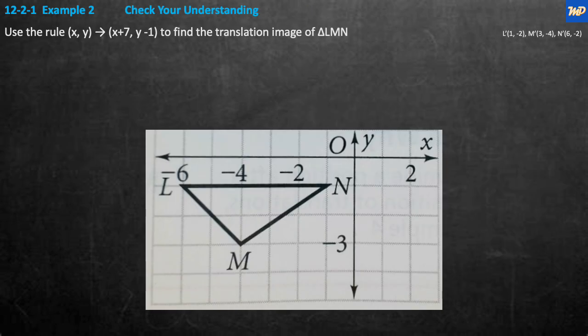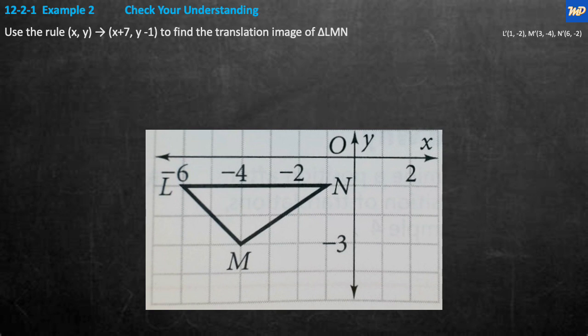Use the rule (x, y) maps to (x + 7, y - 1) to find the translation image of triangle LMN. Well, this is going to be hard because there's not enough room in here. But we're gonna start off. We're gonna say that you take x, and what are you going to do with N? Let's pick N. You won't be able to do all the points. We can do it mathematically, but we can't do it on the graph. I don't want to show it on the graph right now.